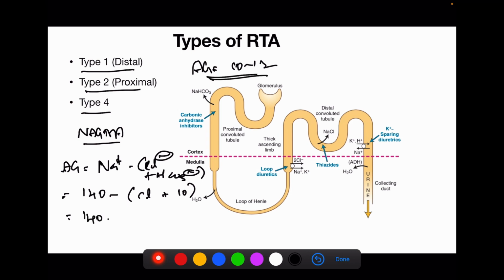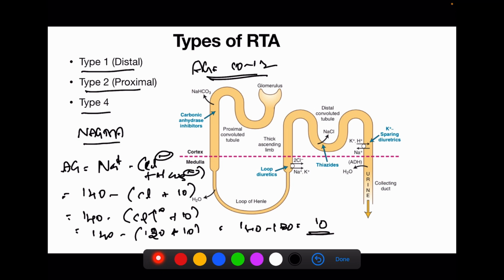So for that, what will happen? The chloride concentration is going to increase. Okay, so if you want the anion gap to be 10, or in other words normal, you'll have to increase the chloride concentration. So what will the chloride concentration be here? It is 140 minus 130, that is, 120 plus 10. So 140 minus 130 is equal to 10. So the anion gap is normal. So you know that the normal chloride value is between 98 to 108.